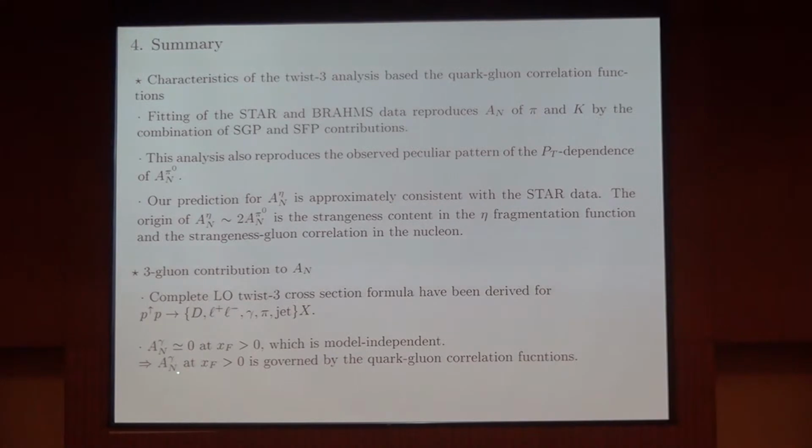Therefore, if we find some positive signal in the positive XF region, it is totally governed by the gluon correlation function. And on the other hand, if we find some asymmetry in the negative XF region, it certainly comes from the 3-gluon correlation function. Therefore, it gives some constraint on the 3-gluon correlation function. That's all. Thank you.